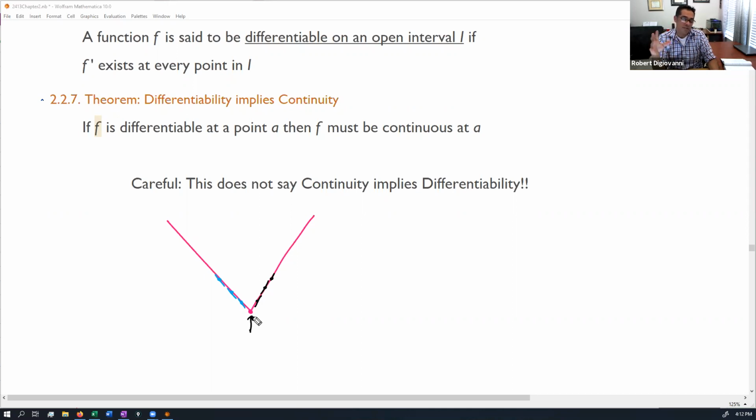Mathematicians asked, this was a big question. They said, is it possible to draw a function that is continuous, but the derivative doesn't exist anywhere?